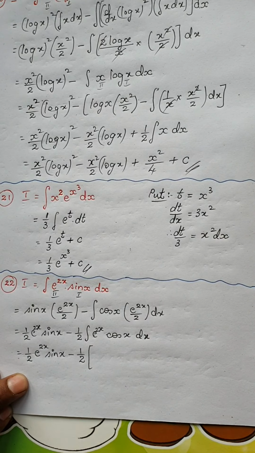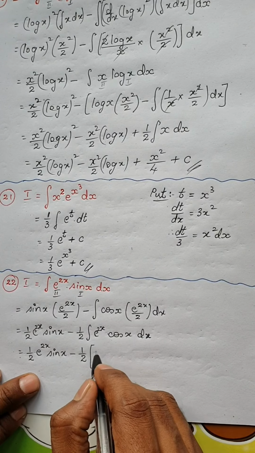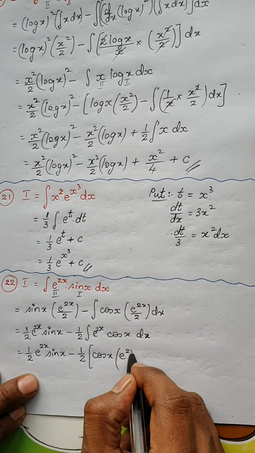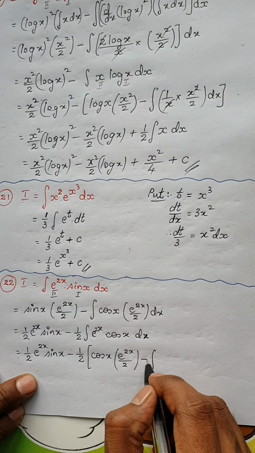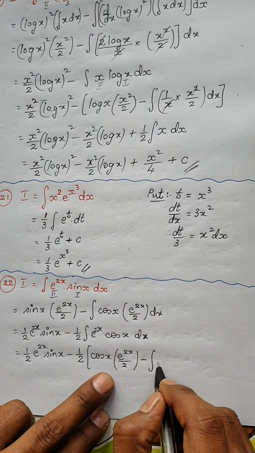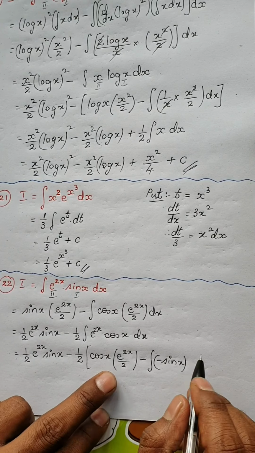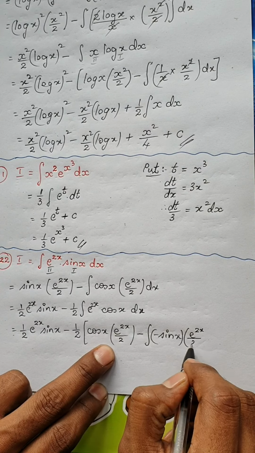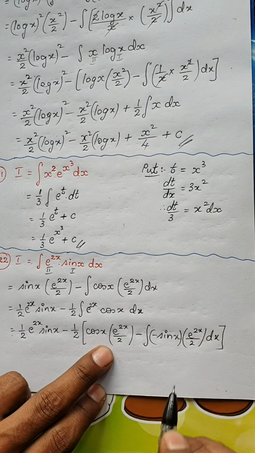Now let me go for the integral of e power 2x into cos x. Let me use by parts. Keep the first function as it is, which is cos x. The integral of e power 2x would be e power 2x divided by 2, minus the integral of, remember, the derivative of cos x. We all know the derivative of cos x is minus sin x, into this function as it is, which is e power 2x divided by 2. This is integrated with respect to x.